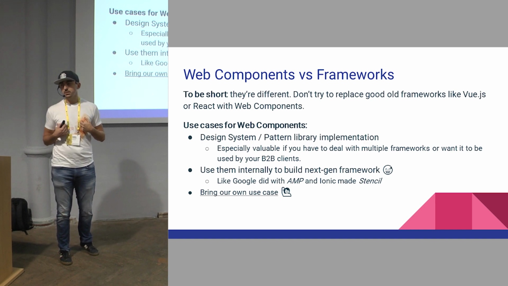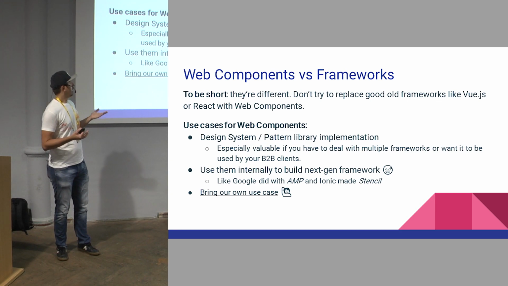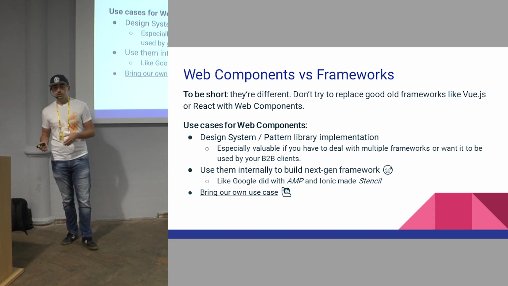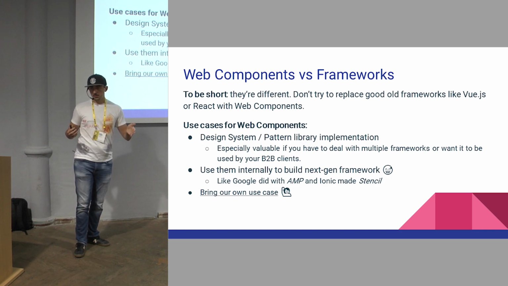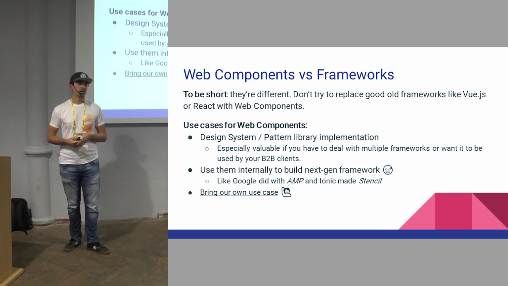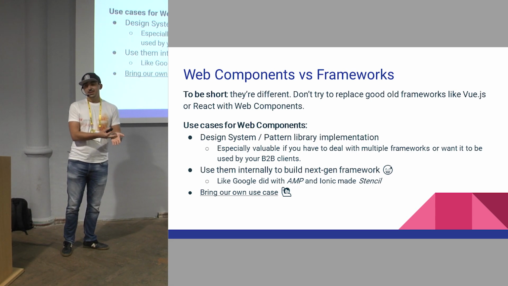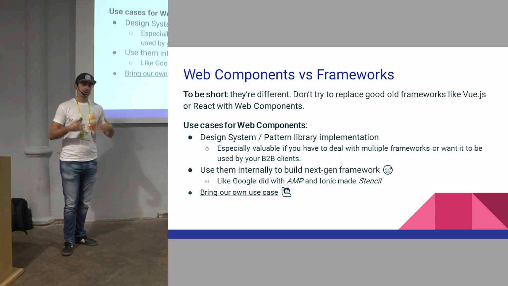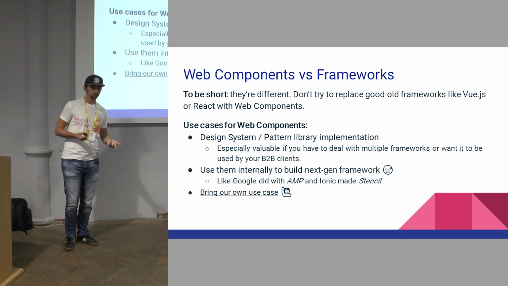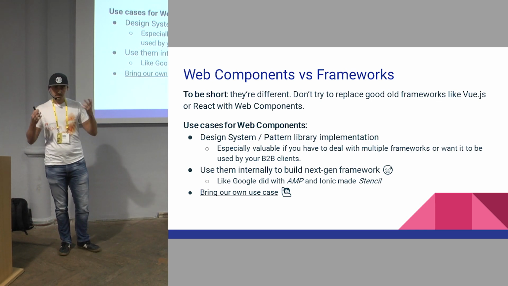And the use cases for web components I found personally, first of all, is to power your design system or your pattern library implementation, especially if you need to use that library with multiple frameworks or multiple technologies, or without a framework at all, or on different devices. Another use case would be if you want to create your next generation framework, you can use web components as a foundation for it. For example, Google did the same with their AMP framework. They use custom elements there without Shadow DOM, but nevertheless, you can call it web components.